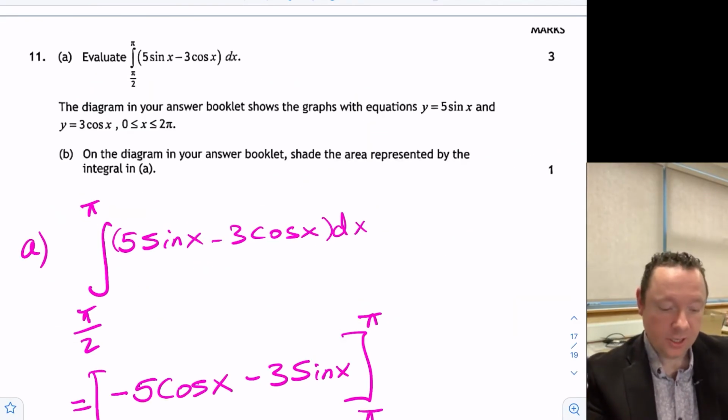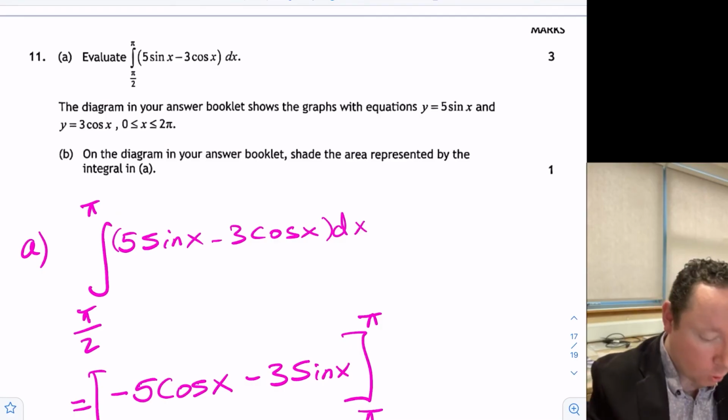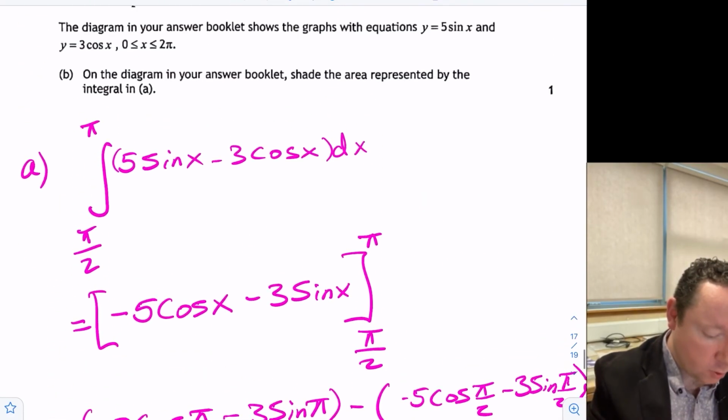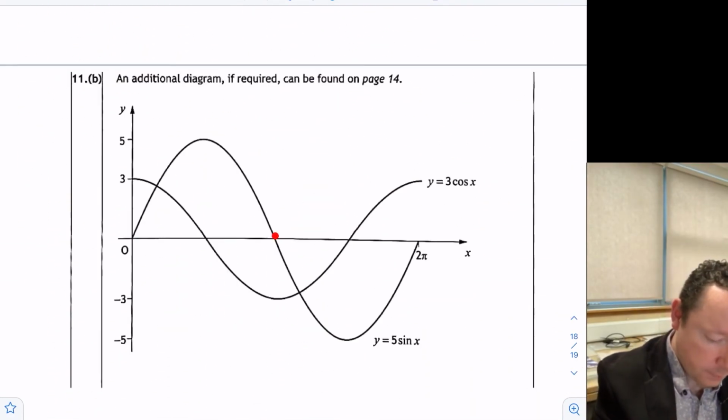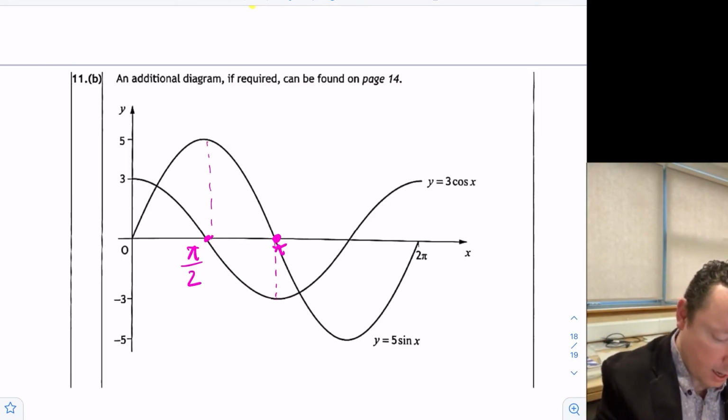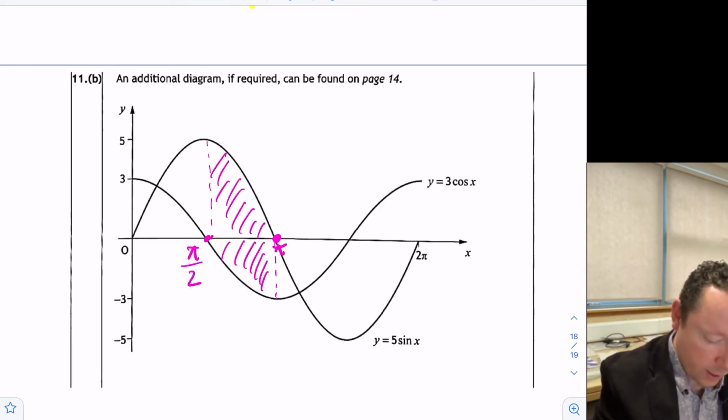On the diagram of your answer book, shade the area represented by the integral in A. So the integral is between pi over 2 and pi. There's pi, so we can mark pi. And pi over 2, 90. So there's pi over 2. So it's a bit between these. So we can just draw some vertical lines and shade in this bit and shade in this bit.